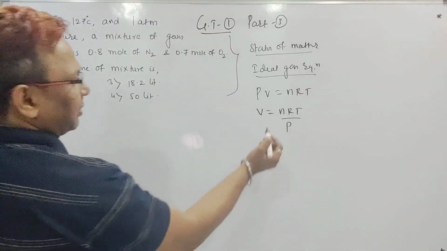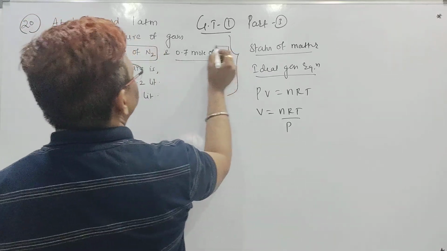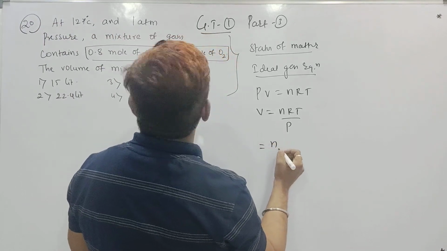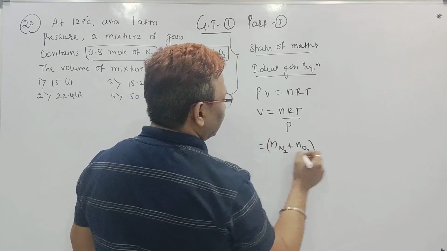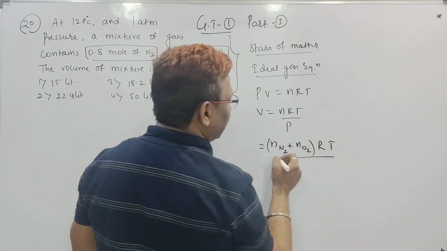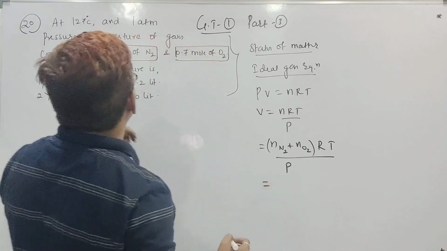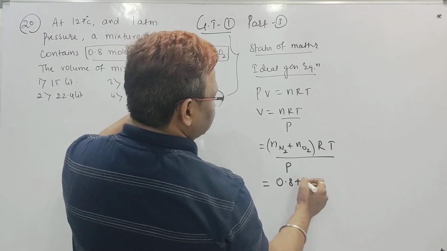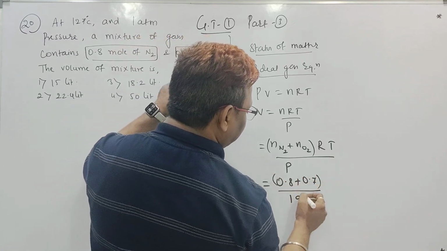But n means number of moles. We have N2 and O2, so better to write, beta, the number of moles of N2 plus the number of moles of O2, into R into T by P, where P is the pressure. Beta, number of moles of N2, how many? Sir, it is 0.8. O2, how many, beta? 0.7. Pressure is 180 mm.